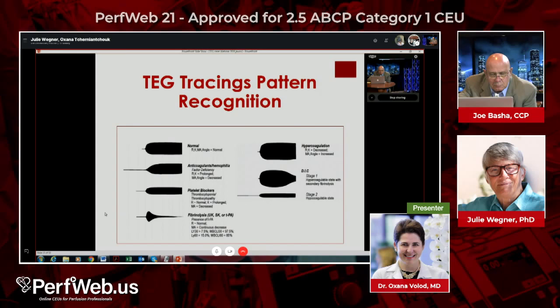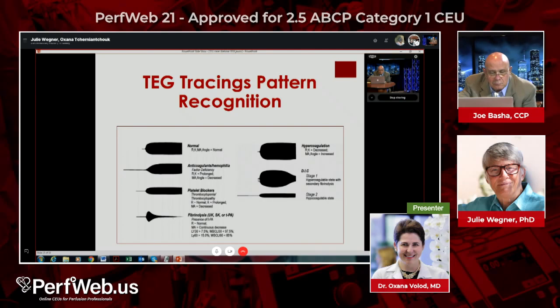Now, there are two types of fibrinolysis that we can see by TEG. The first one is called primary fibrinolysis. This type of fibrinolysis can be due to an excess of plasminogen or tissue plasminogen activator. And there is also so-called secondary fibrinolysis, where the tracings are very, very different. In the first tracing, the clot is not able to form and is immediately lysed. We call it the so-called teardrop.